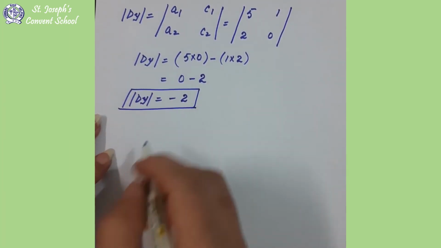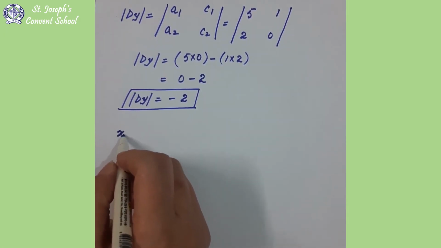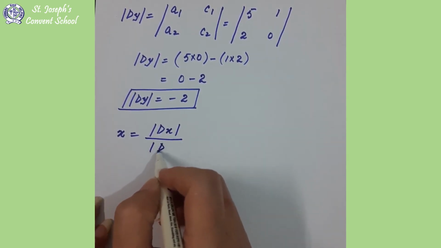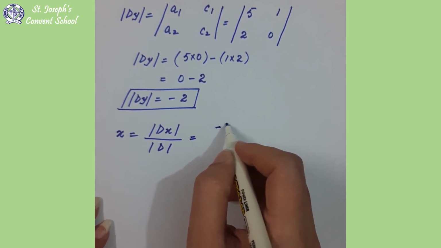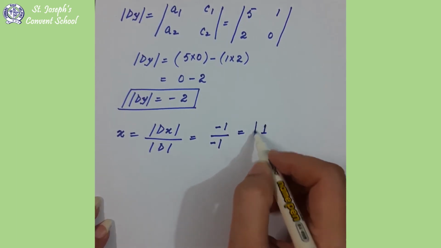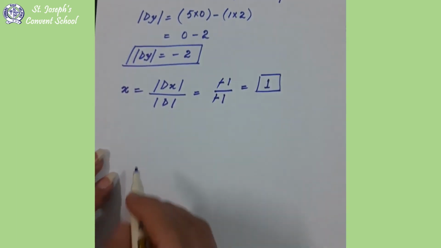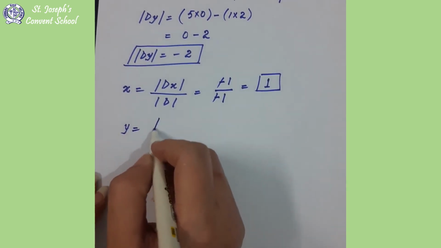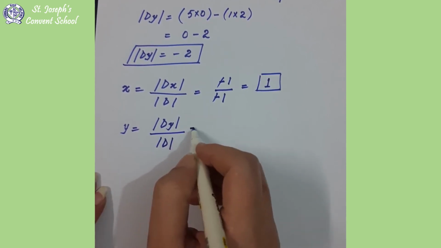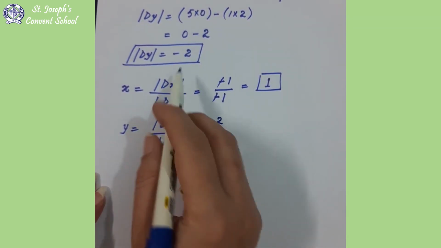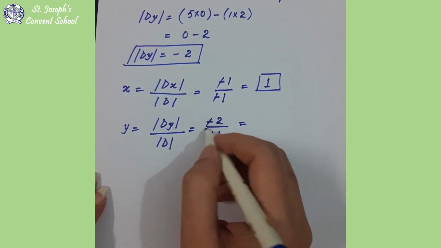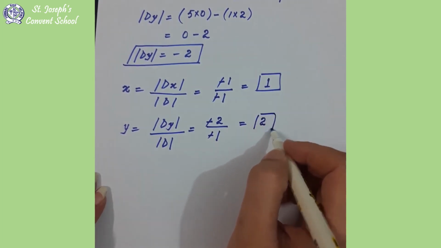Now we know all the values. We will find x and y. So x is equals to Dx divided by determinant D. Dx is minus 1 and determinant D is also minus 1. So it means x is 1. Same way we'll find y. Y is Dy divided by determinant D. So Dy is minus 2 and determinant D is minus 1. So minus minus cancelled, 2. Value of y is 2.